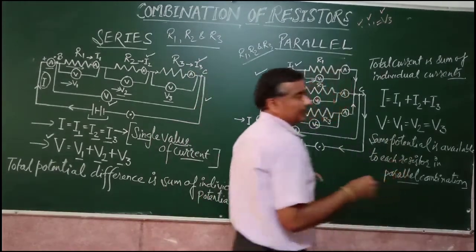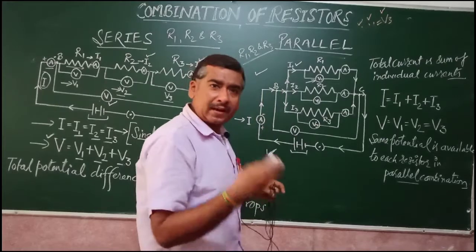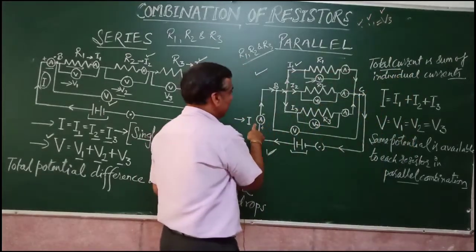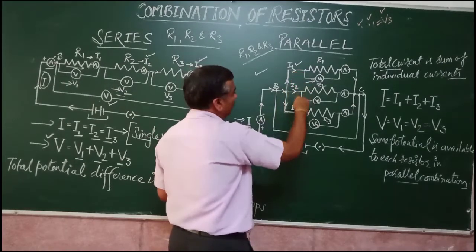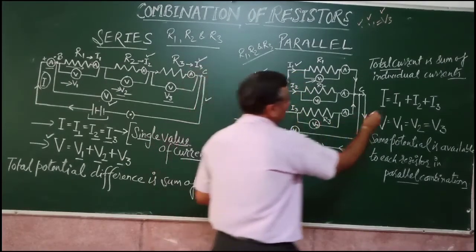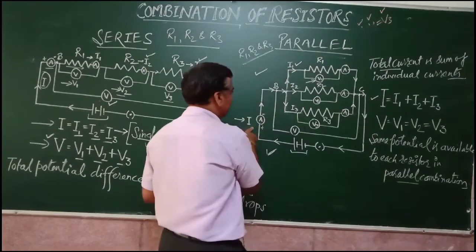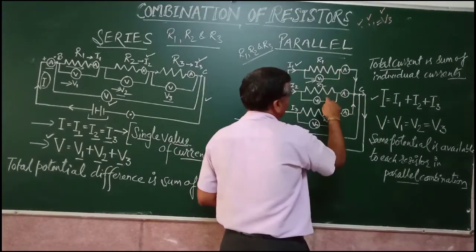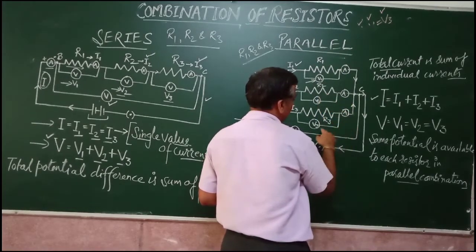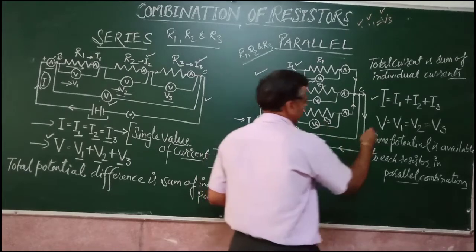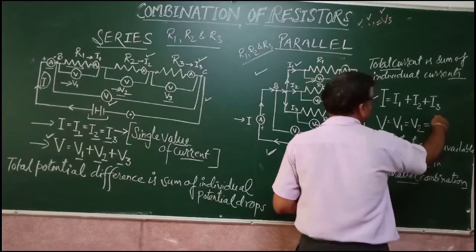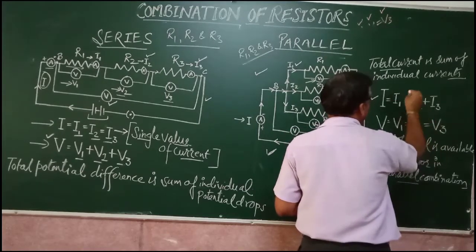Now what are the characteristic features of parallel combination? The total current I is equal to the sum of the individual currents. So the total current I measured by this ammeter is equal to I1, the current through R1, plus I2, the current through R2, plus I3, the current through the third resistor. So the total current is the sum of the individual currents. So here the current gets divided.